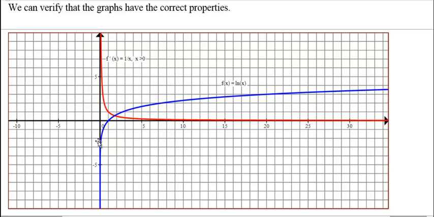The original function has a vertical asymptote at the y-axis, and so does the derivative. Makes sense? As we go further out to the right, this one is getting more and more flat, so the derivative is getting closer to 0, and so we have an asymptote there on the derivative. Looks just right. It has the properties we want.